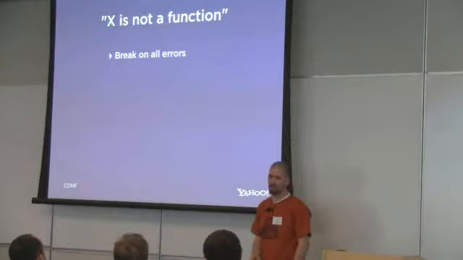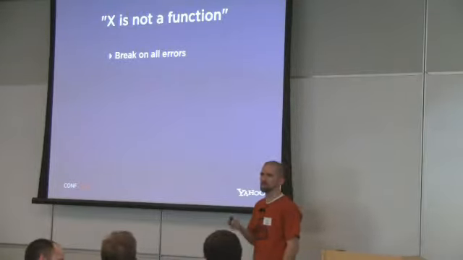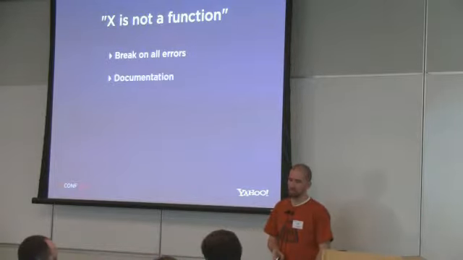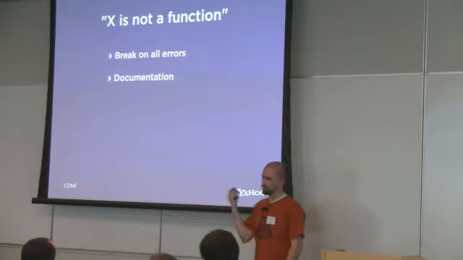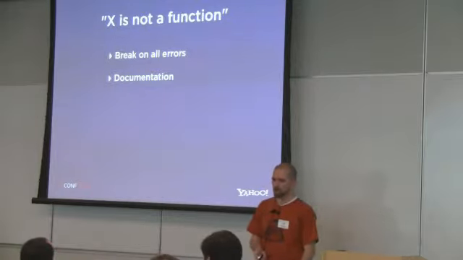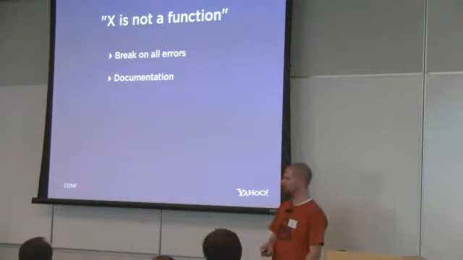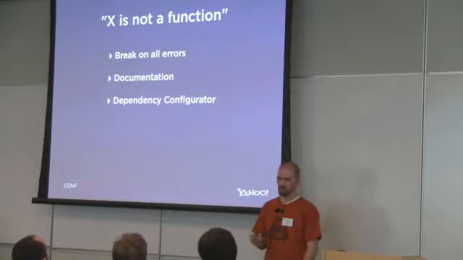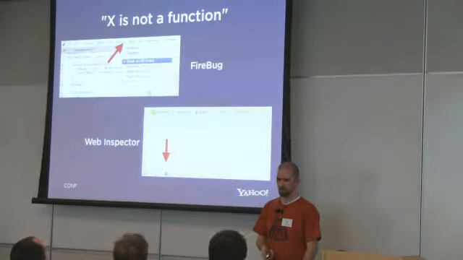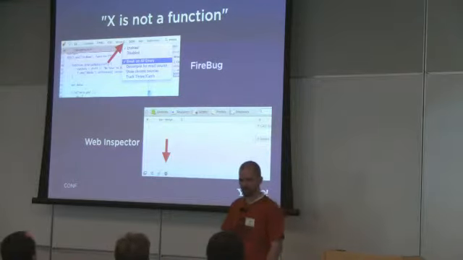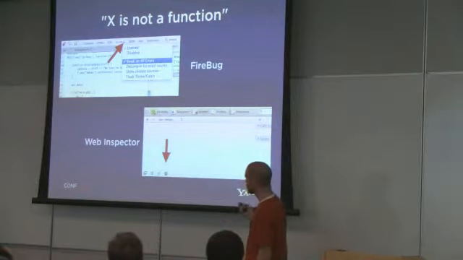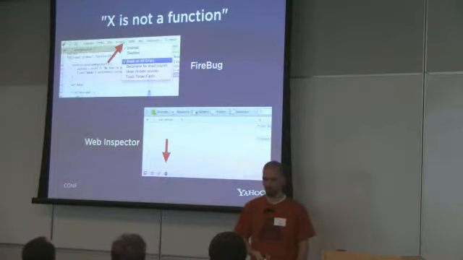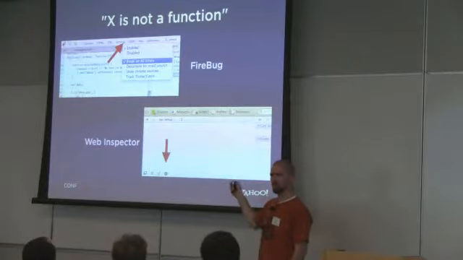So an easy way to address these sorts of errors is to just set break on all errors. A lot of the debuggers actually do this by default, but some you can set manually. I'll show you where. Always a good idea to check the documentation because maybe you're missing something in your environment setup, and the dependency configurator is relevant somehow. So here's how you set break on all errors in Firebug and Web Inspector. This arrow should be pointing at that, which is also a nice little icon, a stop sign with a pause on it.